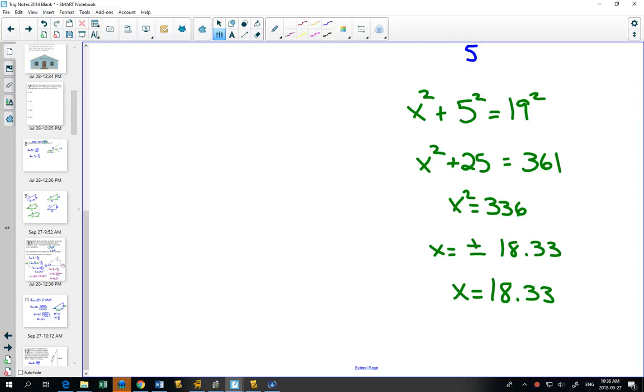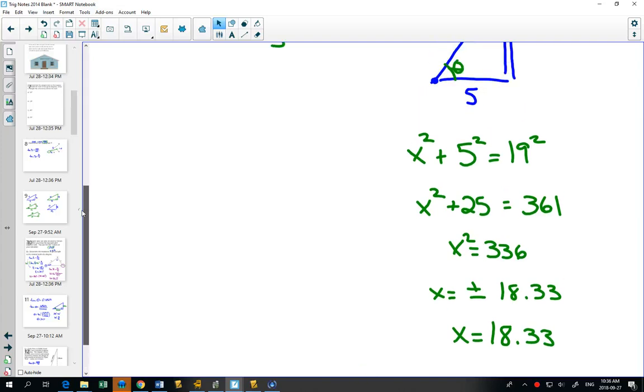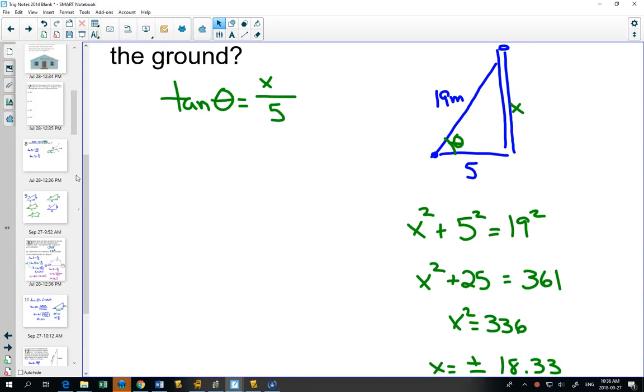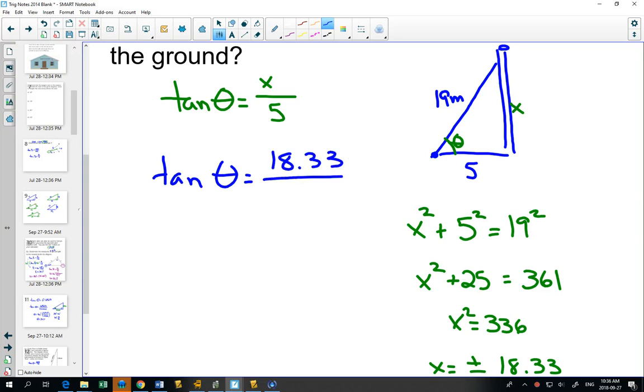Well, if you're dealing with lengths, never, right? Unless it could be above the ground or below the ground, but they never told us how the pole was. Then the negative length would show that it could have been below the ground. So sometimes direction comes into play where negatives might make sense. But for the most part, values that are positive are what makes sense. But now we can go back and say, since I know that x has to be 18.33, I know that tan of theta is equal to 18.33 divided by 5.